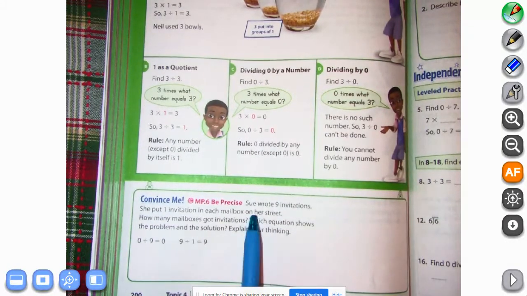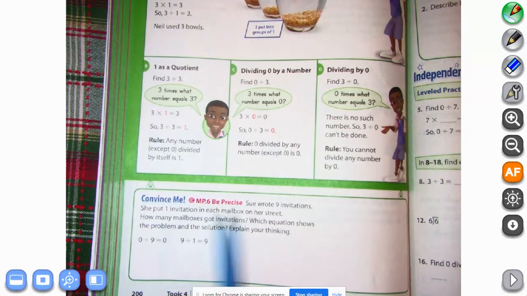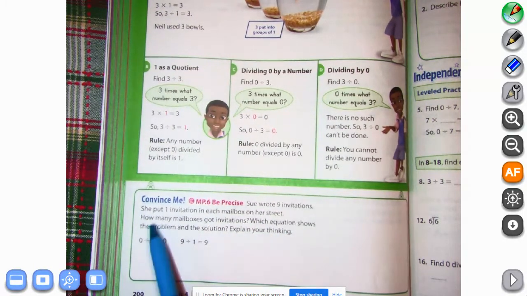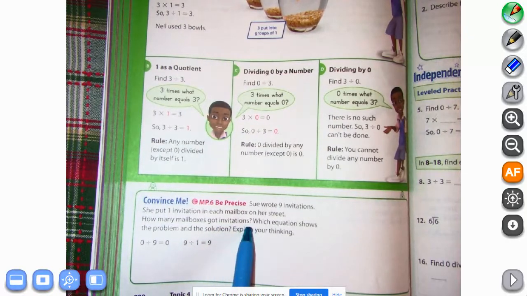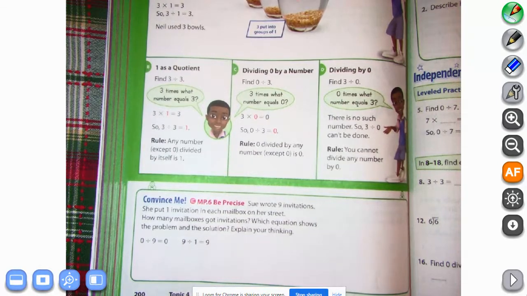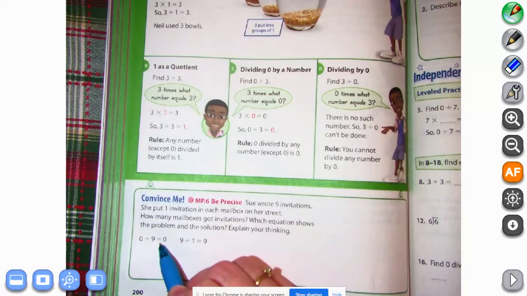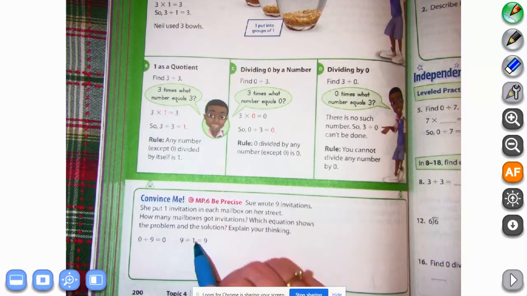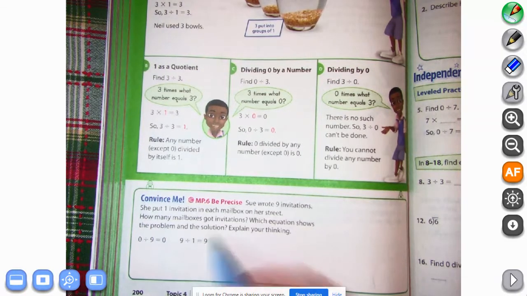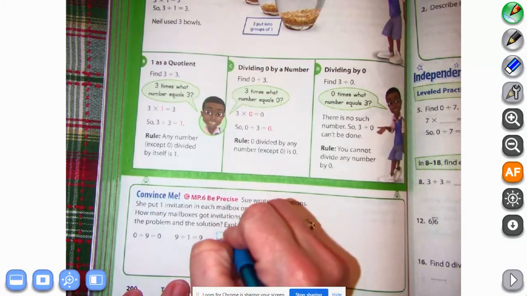All right. Sue wrote 9 invitations. She put 1 invitation in each mailbox on her street. How many mailboxes got invitations? Which equation shows the problem and the solution? Explain your thinking. All right. So 0 divided by 9 equals 0. Or is it 9 divided by 1 equals 9? Okay. So she has 9 invitations.